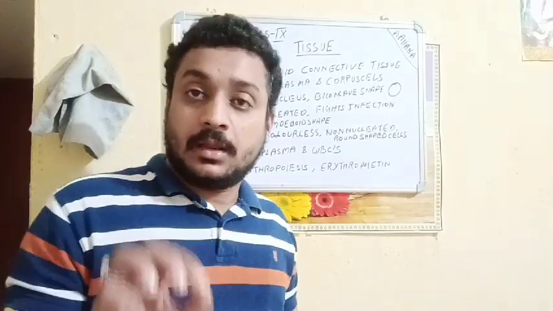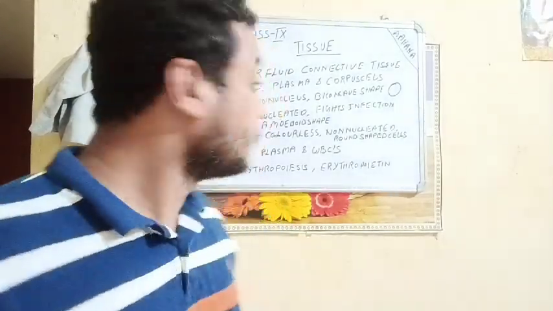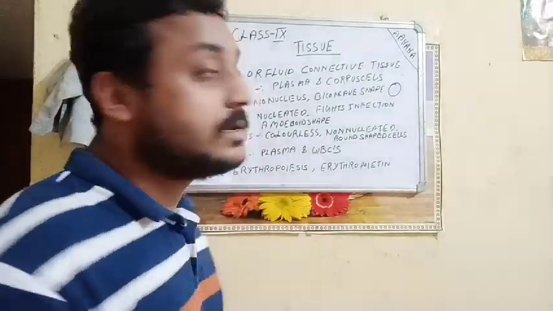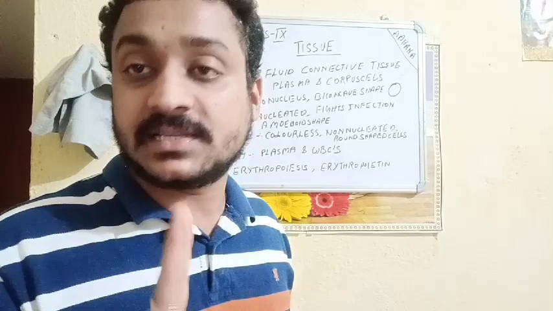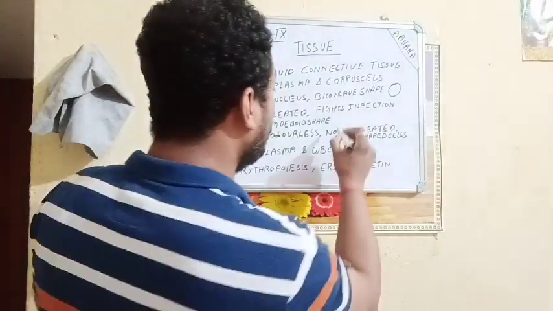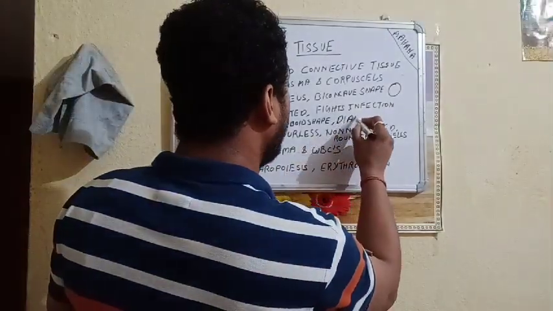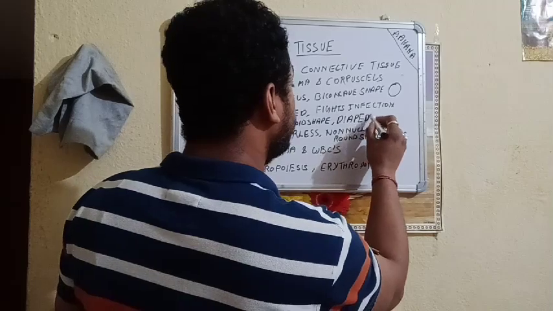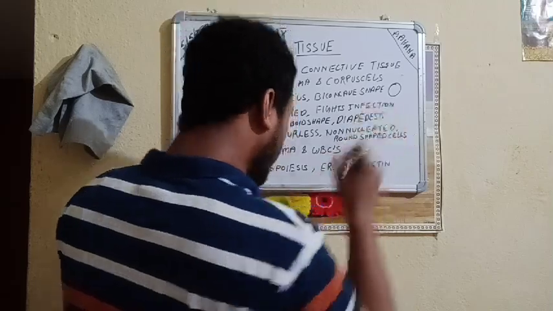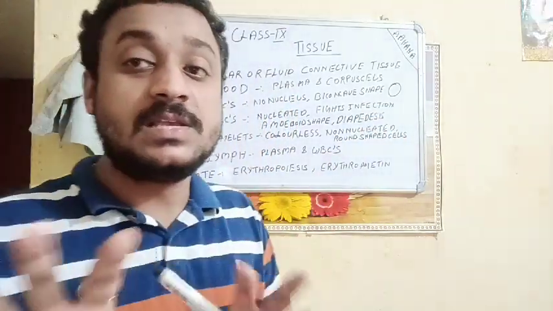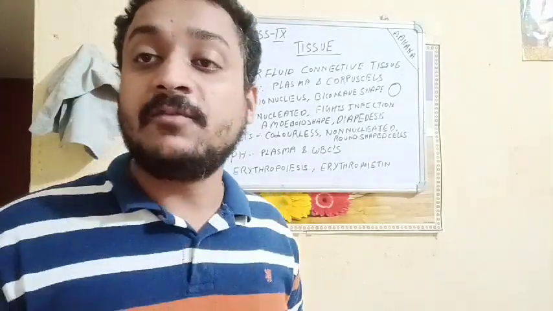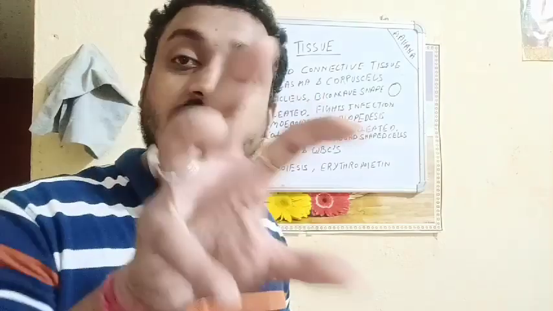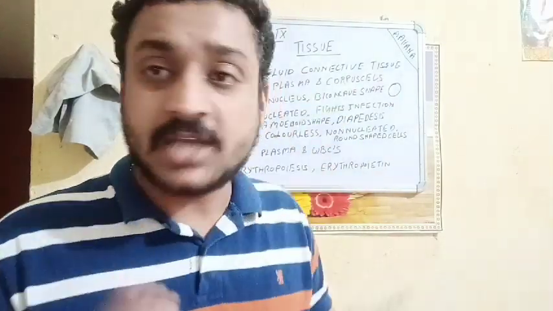Now, for extra knowledge, I'm saying over here, the WBCs follow two processes. One is diapedesis. I'm writing here for you, DIA. Diapedesis is the process by which the WBCs move. They can squeeze out through the blood vessels, so that they can reach the desired part where the infection has occurred. That is known as diapedesis.